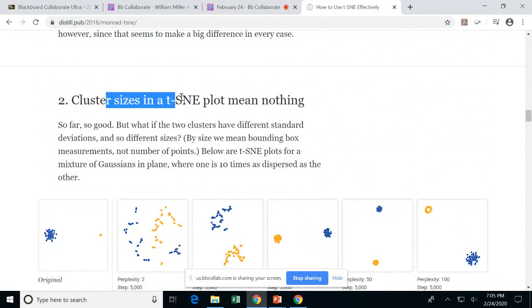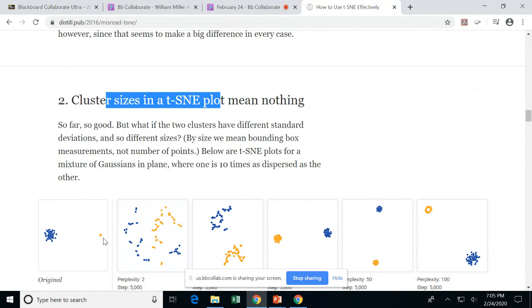Here they say sizes in a t-SNE plot mean nothing. And by size, think about the bounding box. So this cluster, the blue one, may have 20 points inside of it. The orange cluster has 20 points inside of it. It's just that the density is a lot higher. They're closer to each other.